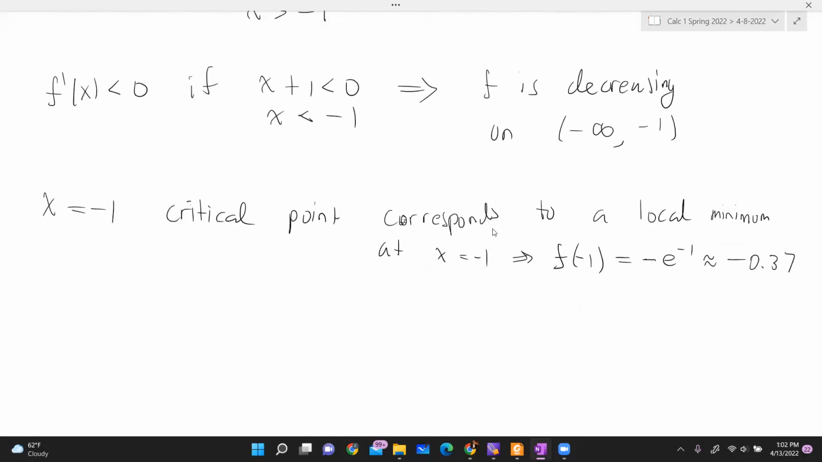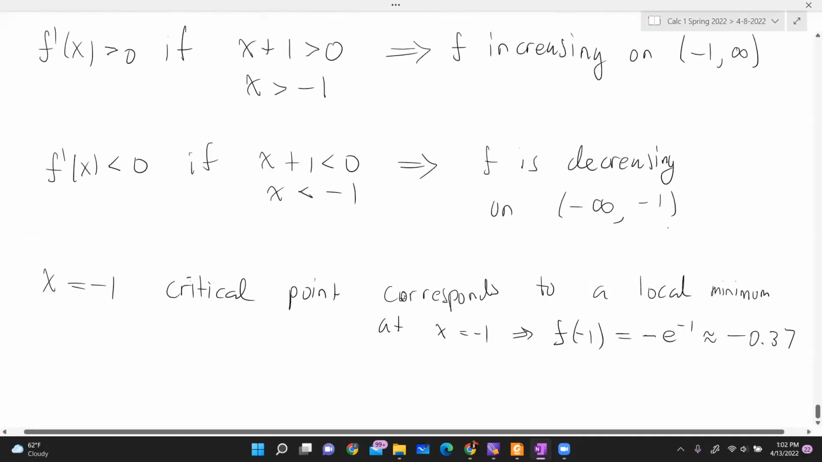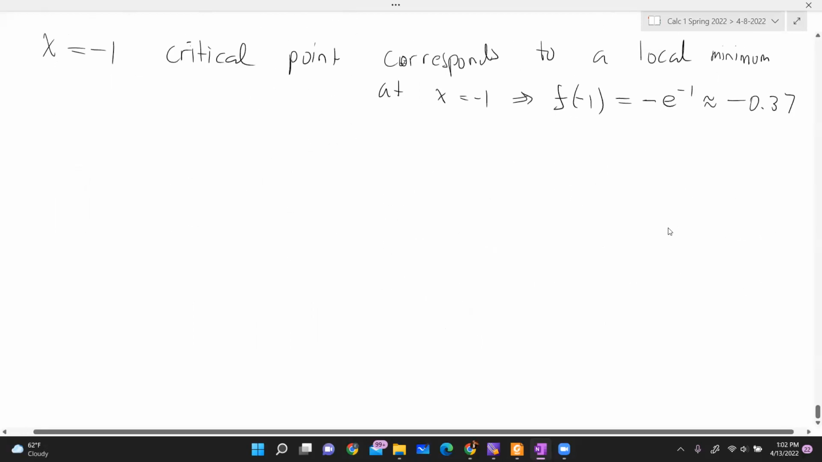So we have where it's increasing and decreasing, and we have the critical point. Because it goes from decreasing to increasing, that implies that this critical point corresponds to a local minimum. And so now the last thing we need is concavity.